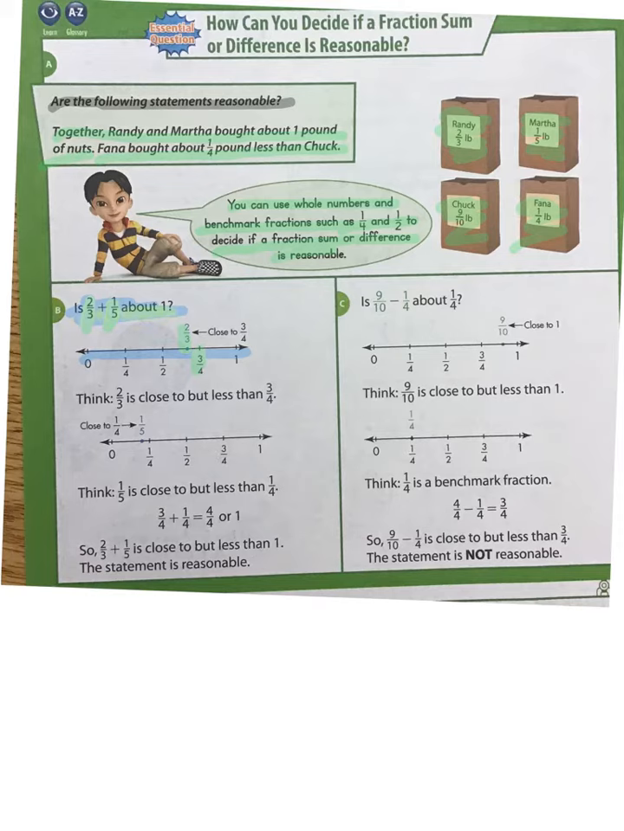So if we look right here, it says think that 2/3 is close to but less than 3/4. Think that 1/5 is close to but less than a half. So when we round them, we get to close to 1. So this statement is reasonable.